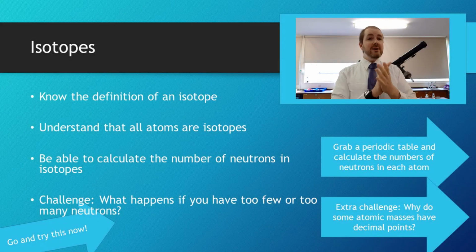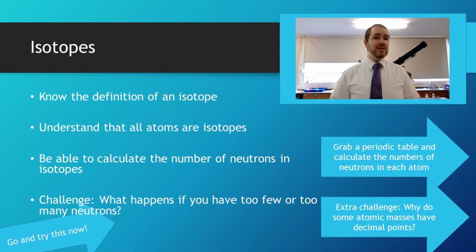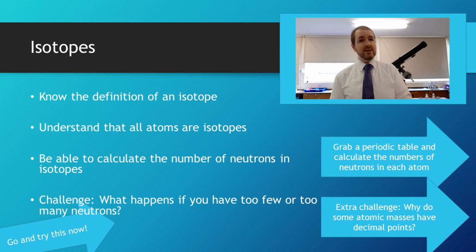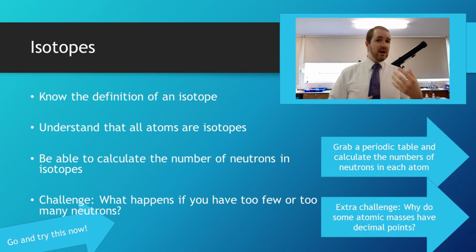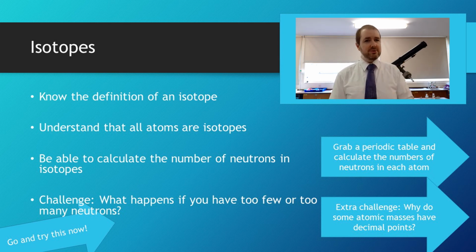Okay, so now you should know what the definition of an isotope is, and you should understand that basically all atoms are actually isotopes. They're just different isotopes of the same element. Now you should be able to calculate the number of neutrons inside an isotope, and if you can't do that, go and grab a periodic table and start doing some maths, calculating the number of neutrons and protons inside every element there. First challenge, what happens if you have too few or too many neutrons? Have a think about that, let me know in the comments section below.